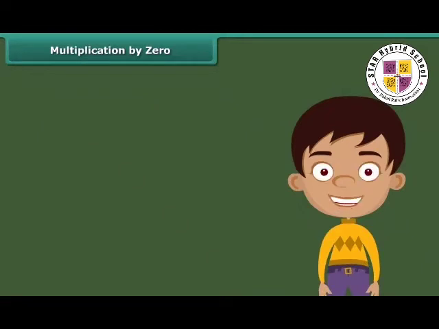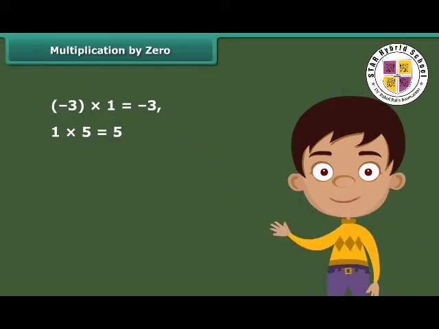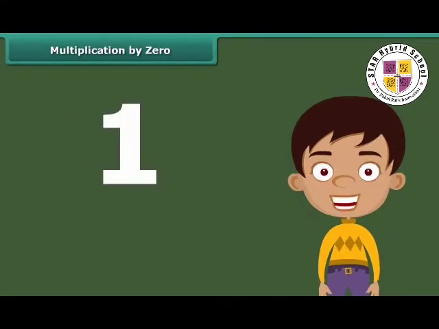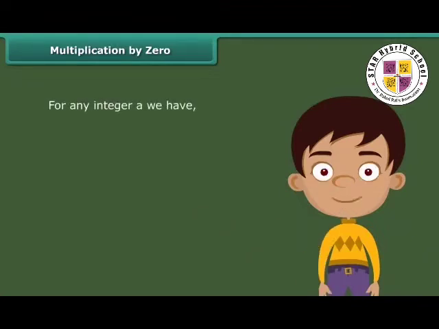When we multiply 1 with any integer, we get the same integer. For example, -3 into 1 is equal to -3, 1 into 5 is equal to 5. That means 1 is the multiplicative identity for integers. In general, for any integer a, we have a into 1 is equal to 1 into a, which equals a.